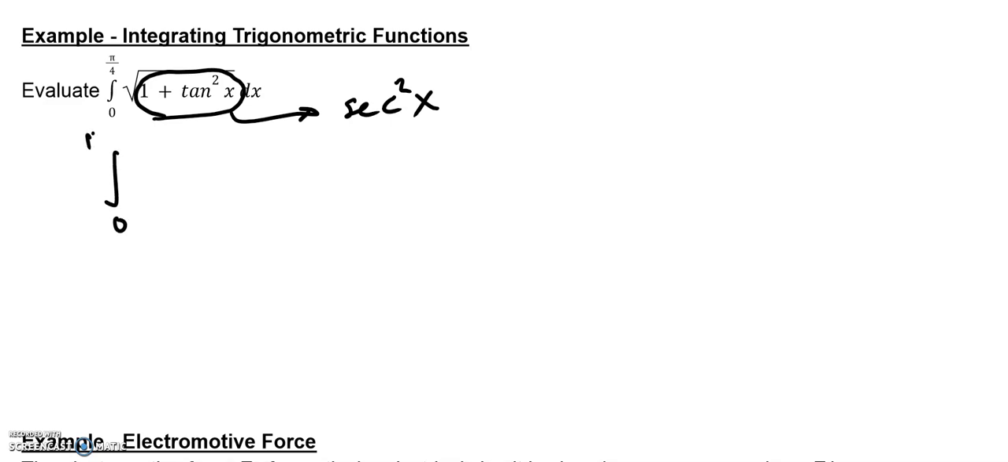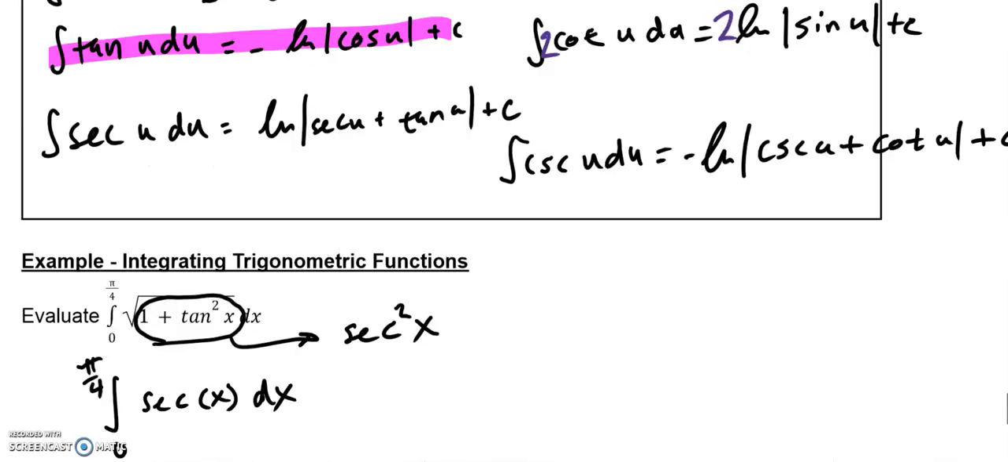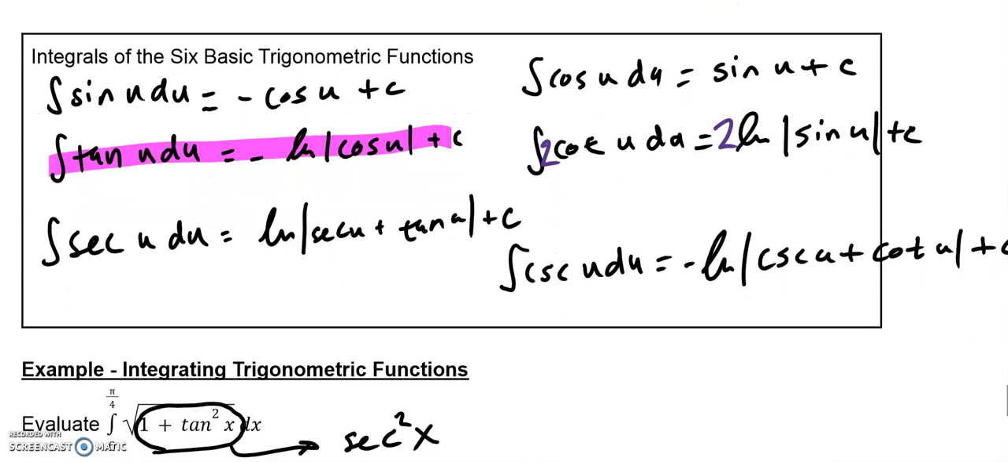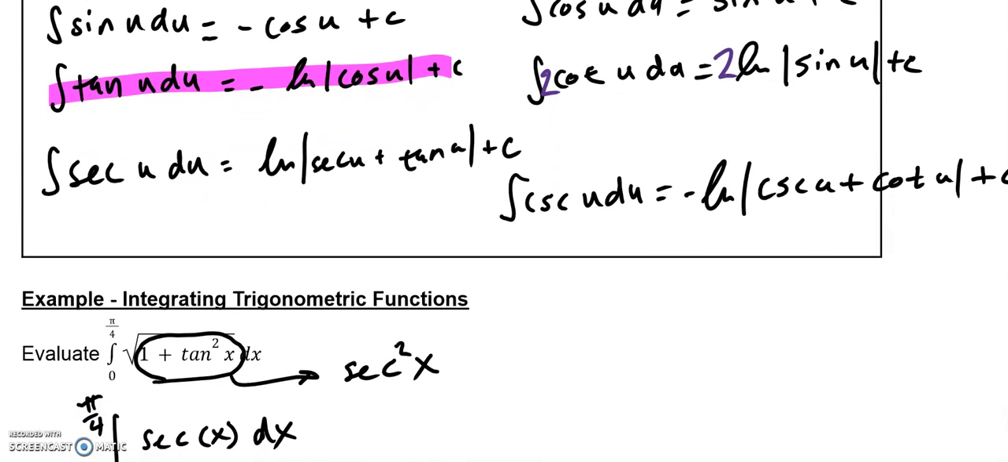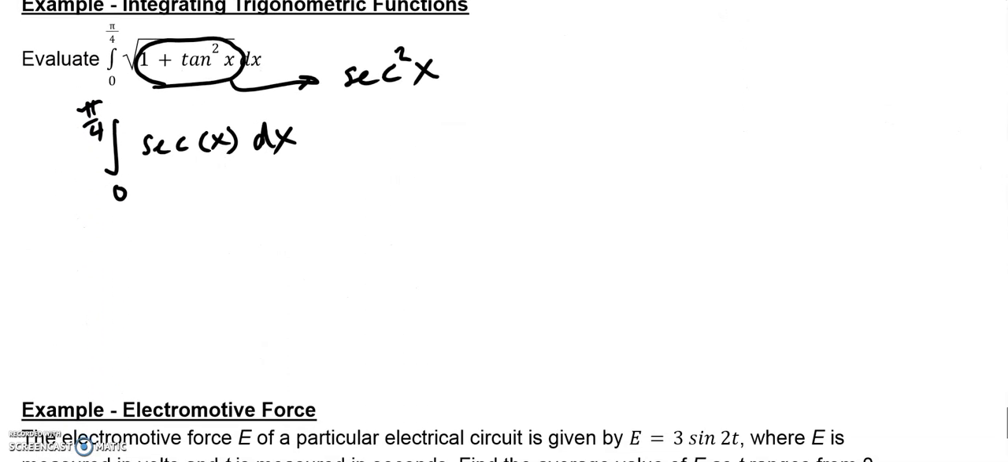And when you end up putting secant squared in there, the square root of the square cancels out, and so it's just secant. Right? And that is one of our rules that we had up here. So go ahead and use that rule and finish this problem.